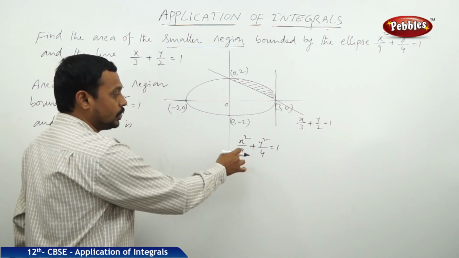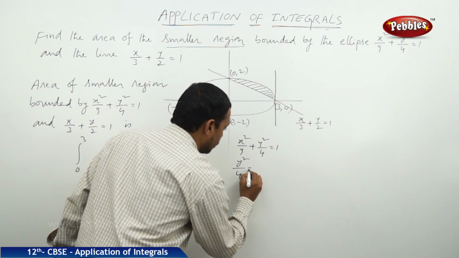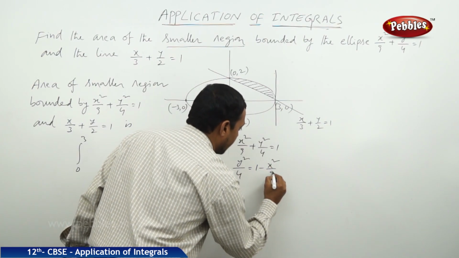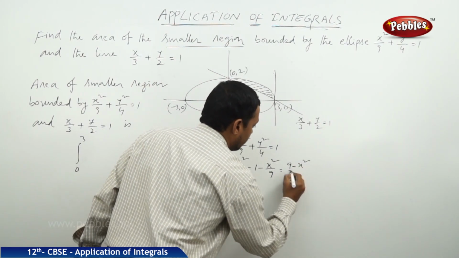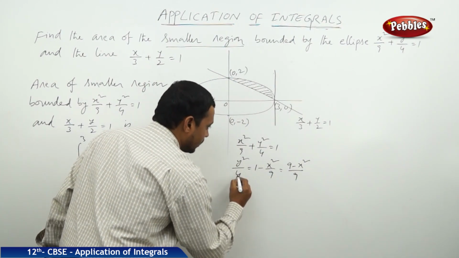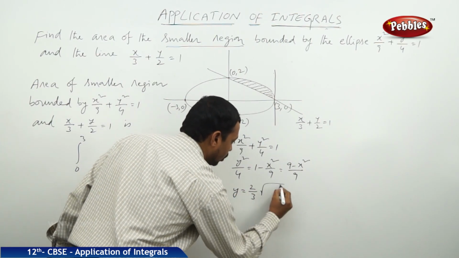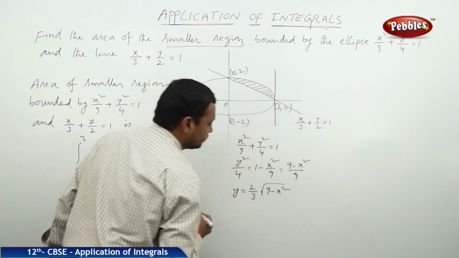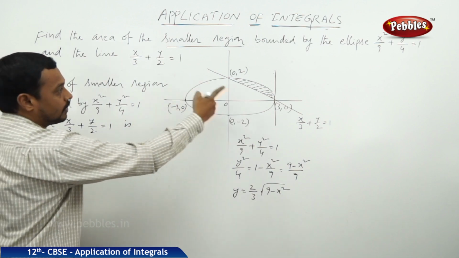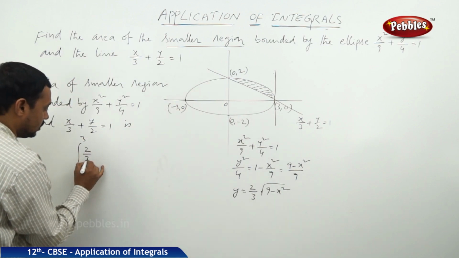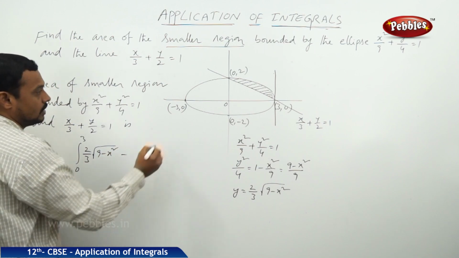Now let us make it into y = f(x) form. y²/4 = 1 − x²/9. Now taking LCM, (9 − x²)/9, and y² = 4/9 (9 − x²), or y = (2/3)√(9 − x²). Therefore here the upper one is (2/3)√(9 − x²) minus, and the lower one is the straight line.